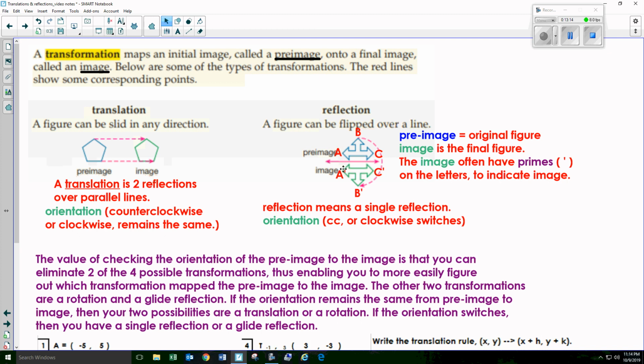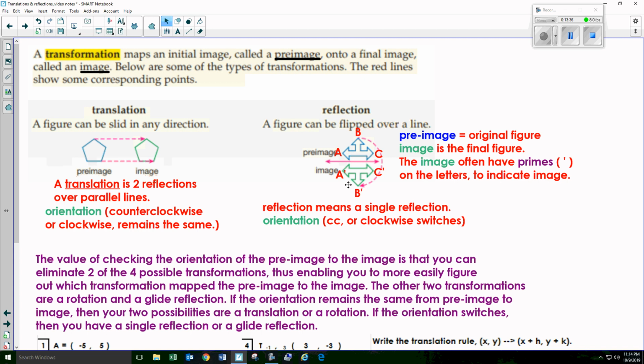Then I reflected over this one line. Obviously, this reflects to here, this reflects to here, and this reflects to here, and you see the primes in here. So you know this was the pre-image. This is the image. It's got the primes. The pre-image does not. If I look at this, the orientation is clockwise. This orientation right down here is counterclockwise.